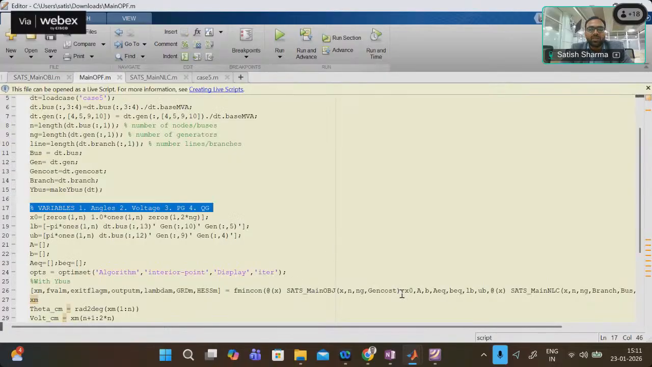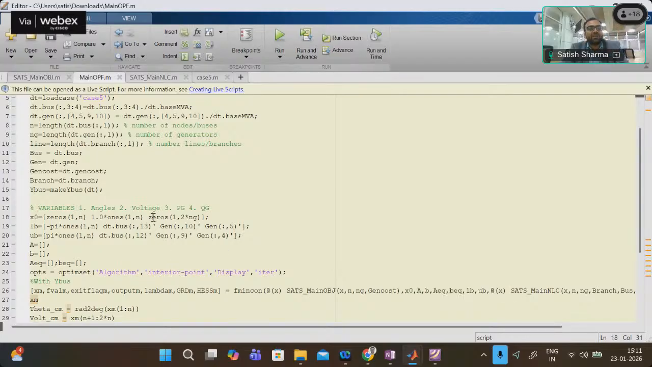Then we have to define x naught, A, B, Aeq, Beq, and lb, ub as well. So we know that A and B are empty, Aeq and Beq are also empty, so those are already defined. We don't have to give too much time there. Now let's define x naught, lb, and ub.